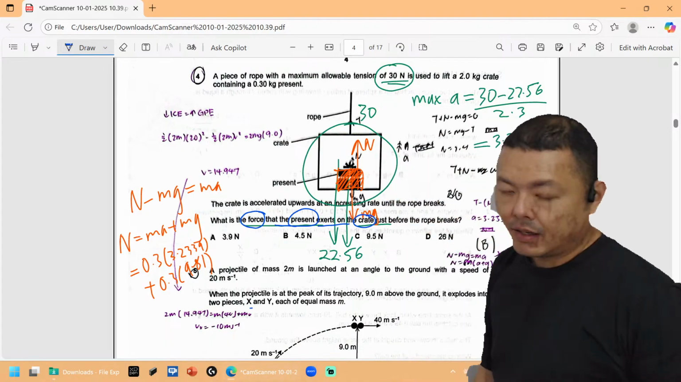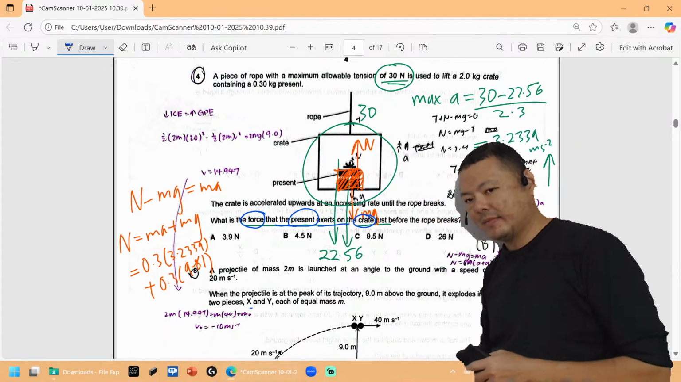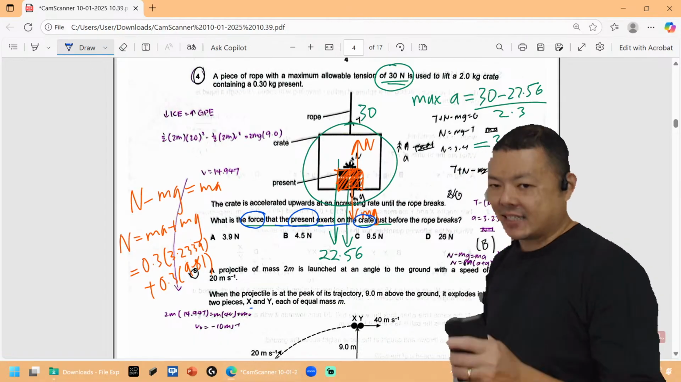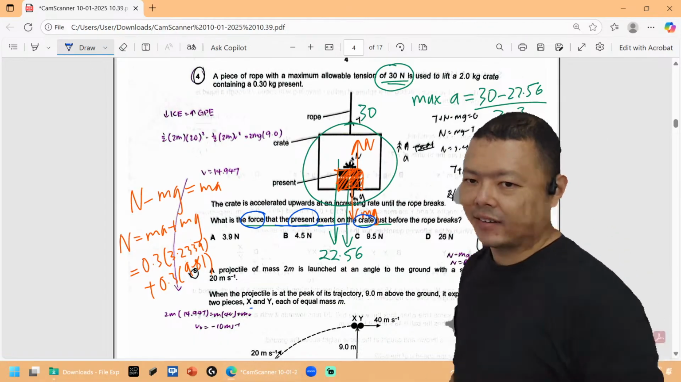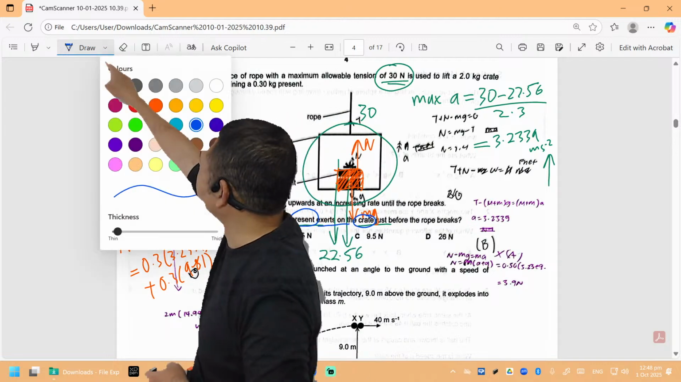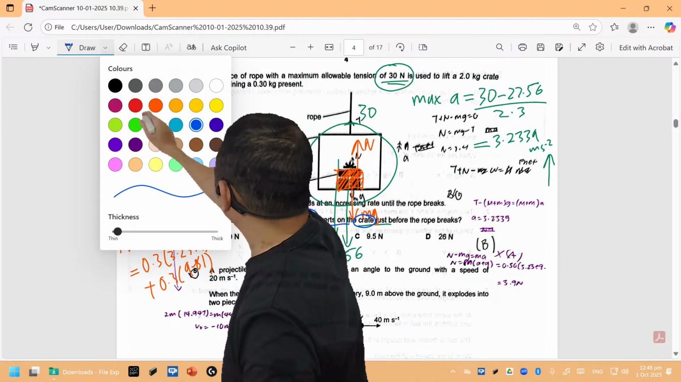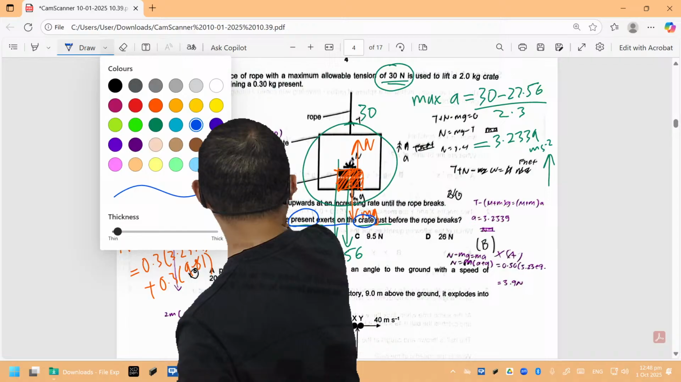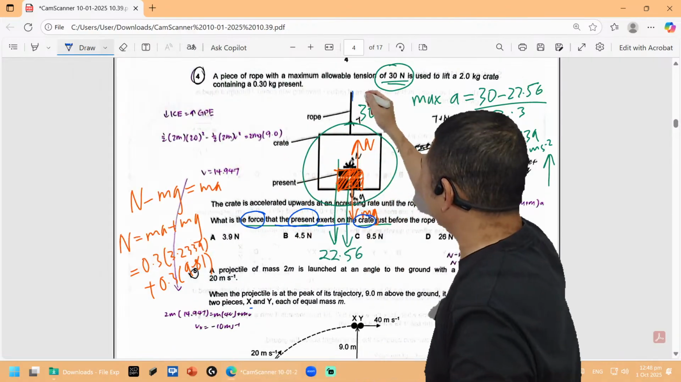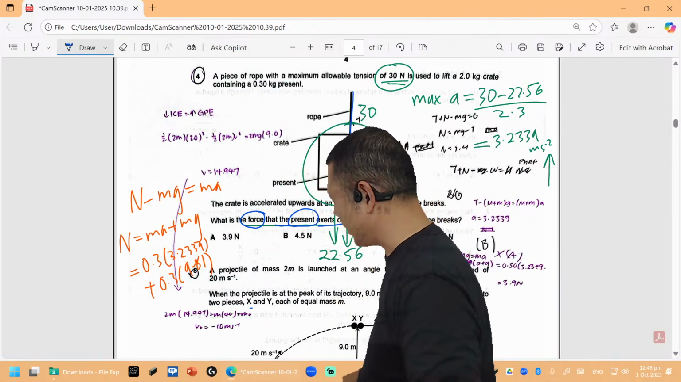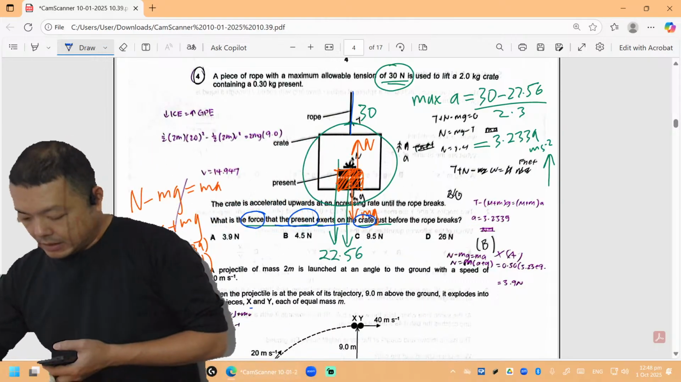Okay? Question, is there another way to do this? Yes, there is. You isolate the crate. So another way of doing this is to isolate the crate. Running out of colors to use. Let's try using blue. Okay, so we isolate the crate. So if you isolate the crate, you know what? I'm going to just use a blank piece of paper.